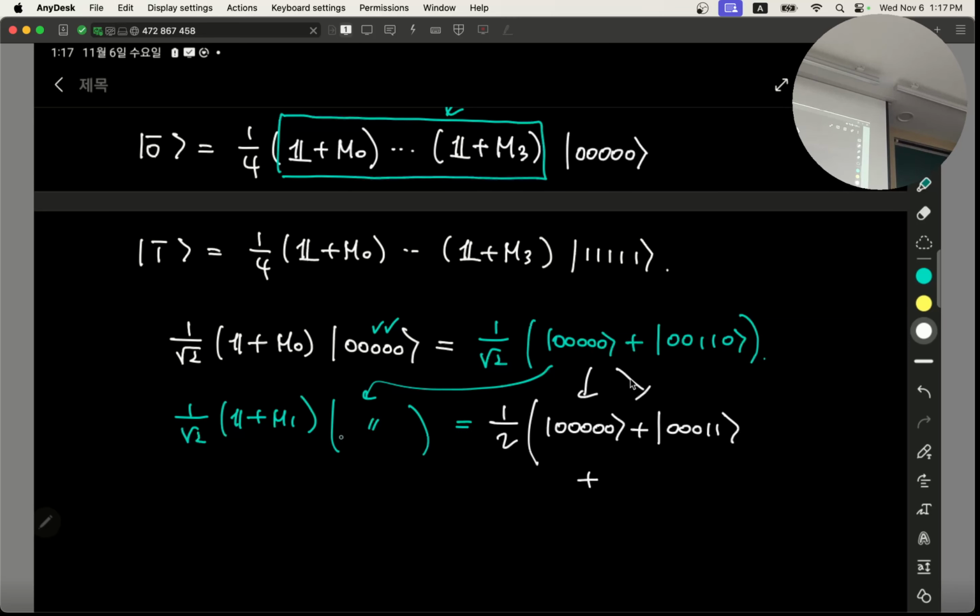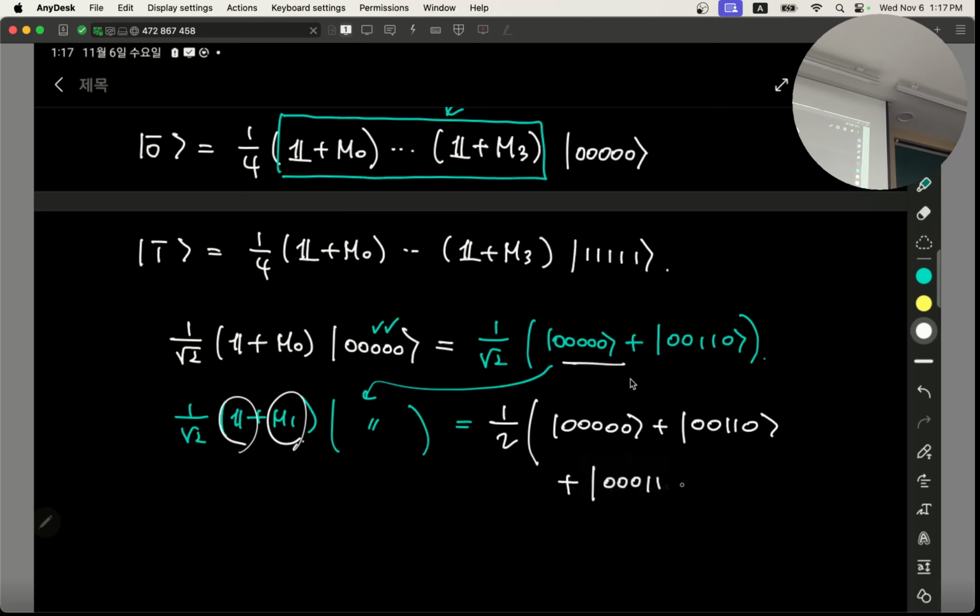But I think I should write this one after applying the identity gate first. So let me write this first. So 0, 0, 0, 0, 0 plus 0, 0, 1, 1, 0. That's after applying the identity gate on there. Then plus, so let's apply M1. So if you apply M1 here, it becomes 0, 0, 0, 1, 1.